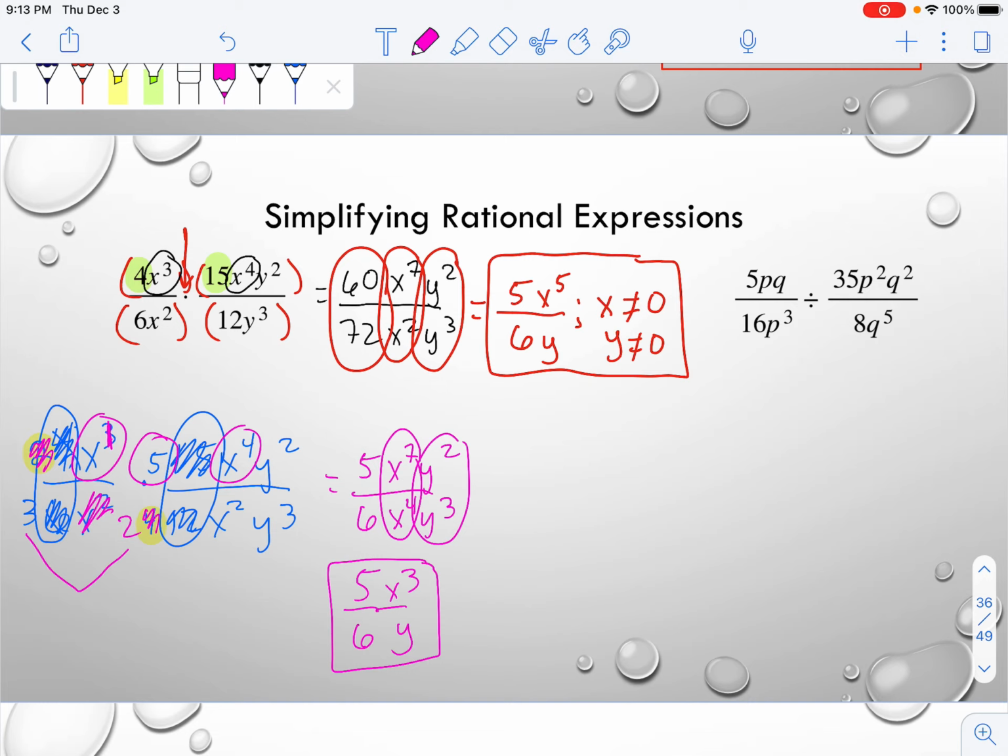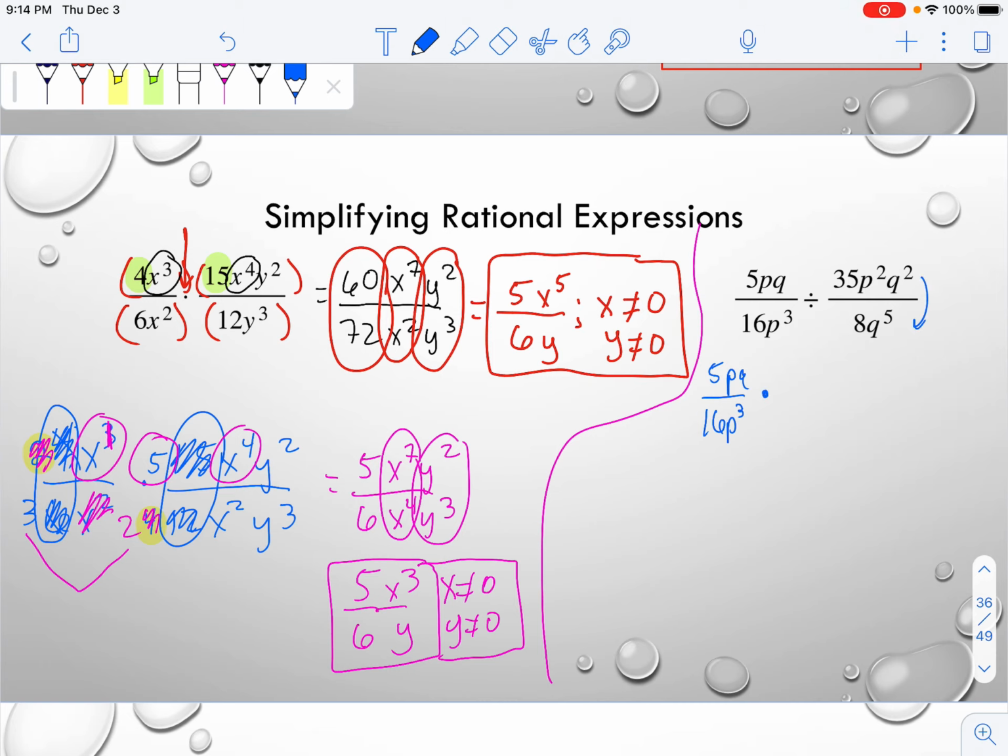Okay, same thing, our domain restrictions, x cannot equal 0 and y cannot equal 0. That would be part of your final answer. All right, now we throw division at you. So instead of dividing by fractions, we multiply by their reciprocals. So I'm going to rewrite this, 5pq over 16p cubed, multiplied with, and again, I flip this and multiply. So you're almost forced to rewrite this just to stay organized.